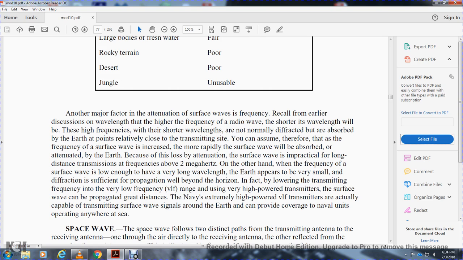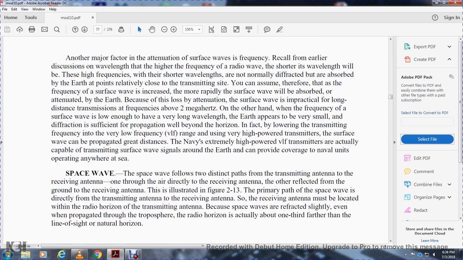On the other hand, at low frequencies the wavelength is long enough that the Earth appears very small, so diffraction is sufficient and the propagation will bend beyond the horizon. In fact, by lowering the transmitting frequency into the very low frequency range and using high-powered transmitters, the surface wave can be propagated to greater distances. The Navy's extremely high-powered VLF transmitters are actually capable of transmitting surface wave signals around the Earth and can provide coverage to naval units operating anywhere at sea. All right, space wave.